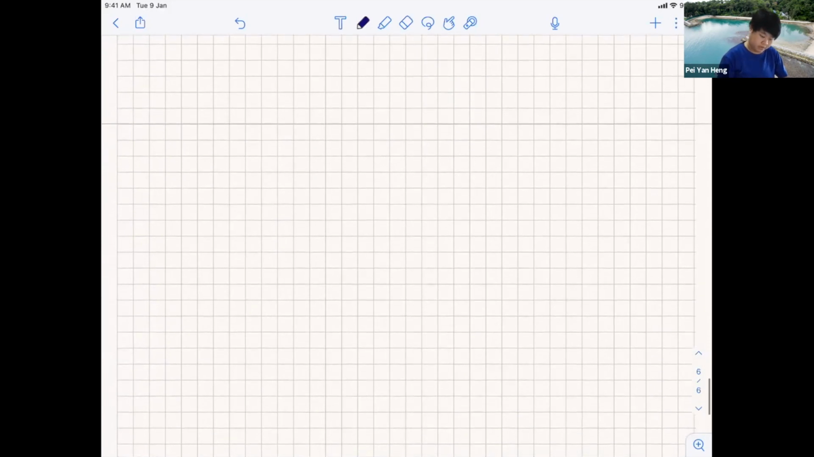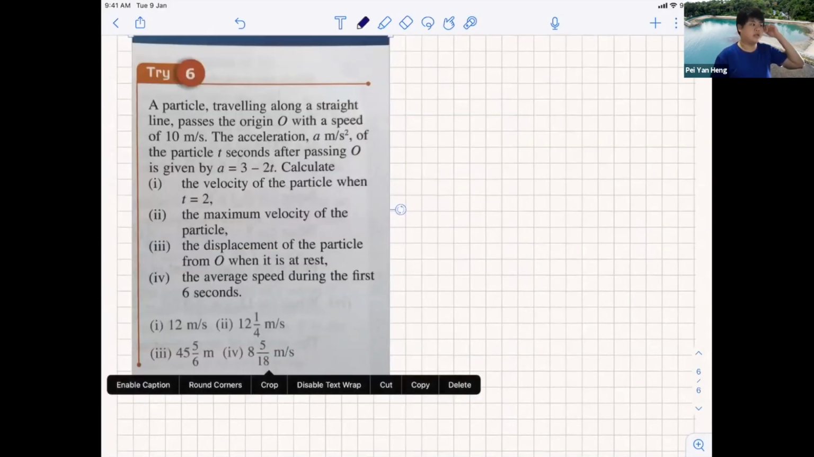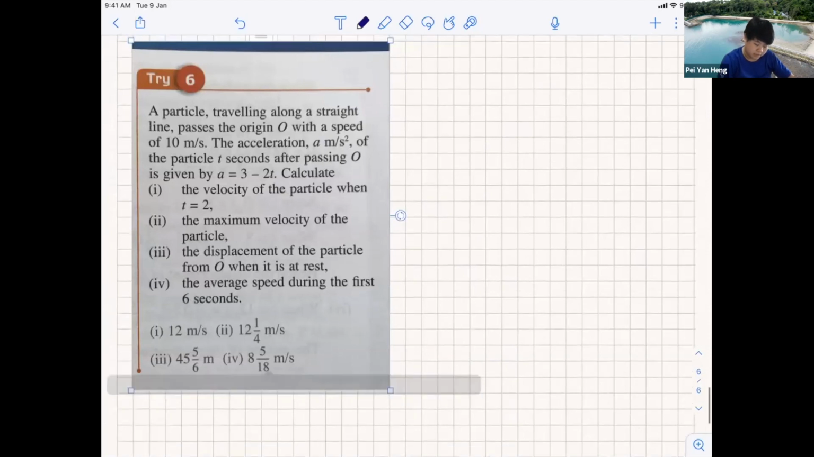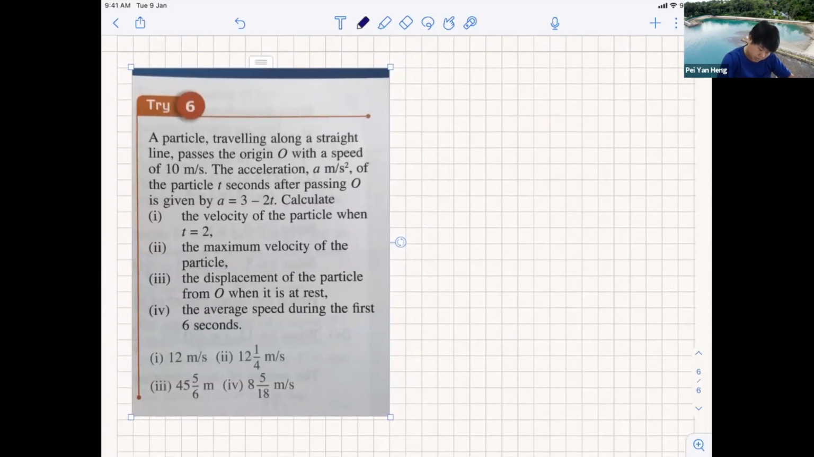And my last question for this. Okay, so in general, anything that they say time t after passing through O, you will know that when t is 0, your displacement is 0. Now this question, the last question, passes origin with a speed of 10 meters per second. So let me just give you an overview what happens here. You have O at t equals 0. We have a speed of 10 meters per second. Okay, and the acceleration is given as this.